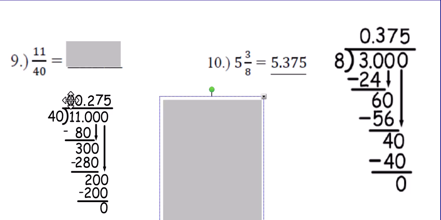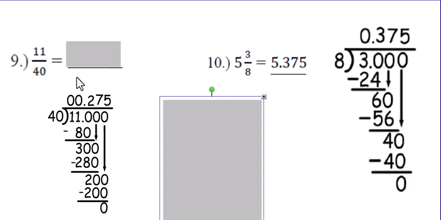40 goes into 1 and 11 0 times. Bring our decimal point straight up. 40 into 110 is only twice. 3 times gets us to 120. So 40 times 2 is 80. 110 minus 80 is 30. Bring down a 0. 40 goes into 300 7 times to get us 280. This is where knowing your math facts really can help here. 300 minus 280 is 20. Bring down a 0. 40 goes into 200 exactly 5 times to give us a remainder of 0.